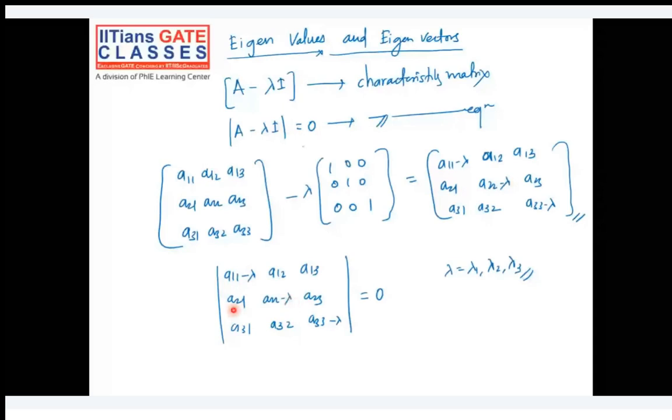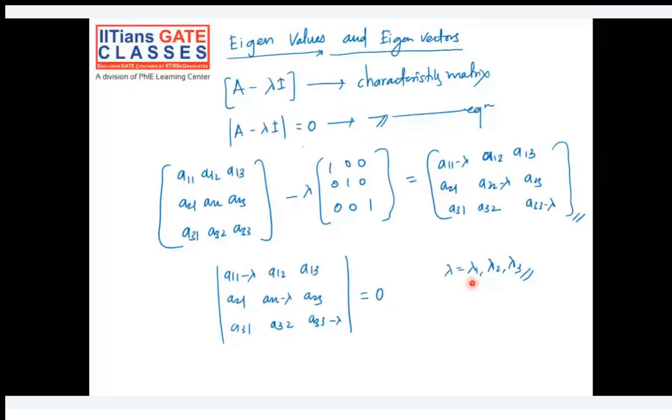If it is a second order equation, the roots of the equation are 2. If it is a third order equation, we get 3 roots. If it is a fourth order equation, we get 4 roots. So depending on the size of the matrix, we get the same number of eigenvalues. For a 3 cross 3 matrix, you can expect 3 roots, lambda 1, lambda 2, lambda 3. They may be identical, they may not be identical. We don't know, depending on the cases.